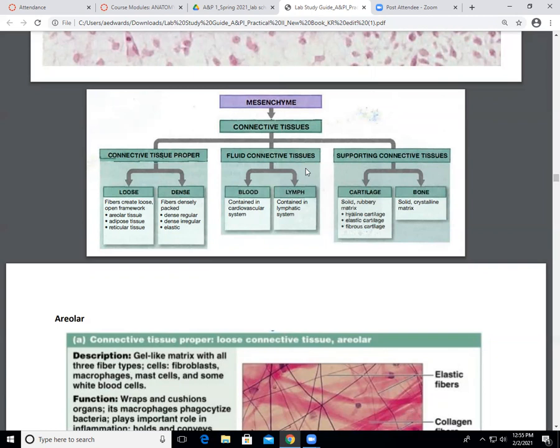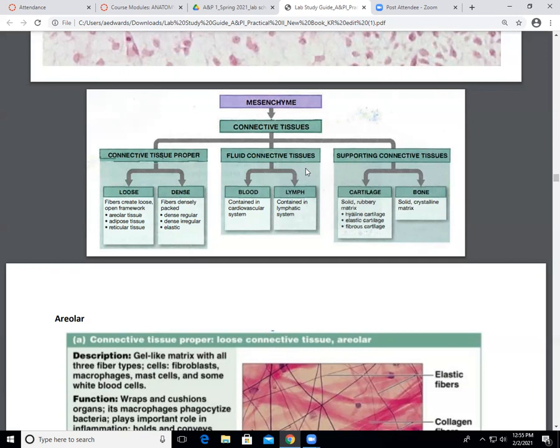Where do you have blood? Cardiovascular system, right? Where do you have lymph? In your lymphatic system. And then we've got our supporting connective tissues, which are cartilage and bone. All right, so under cartilage, we've got hyaline cartilage, elastic cartilage, and fibrous cartilage, and we're going to talk about those all, so don't worry about knowing them all right now, but I want to show you how to organize them. And then under bone, we have compact bone and spongy bone, but we'll focus mostly on compact bone.